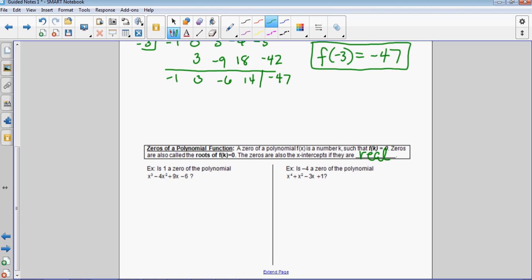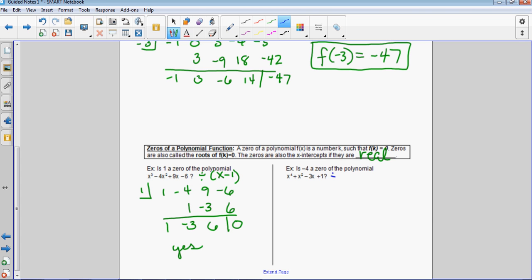Okay, so to find out if 1 is a zero of the polynomial, we want to divide by x minus 1 and see if the remainder is 0. So put 1 in the box and write your coefficients. 1, -4, 9, -6, and multiply and add. And the remainder is 0, so yes, 1 is a 0 of the polynomial. So pause the video, try the next example, and then check back and see if you got it right.